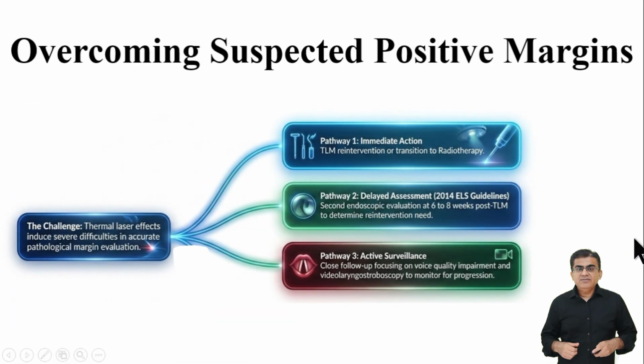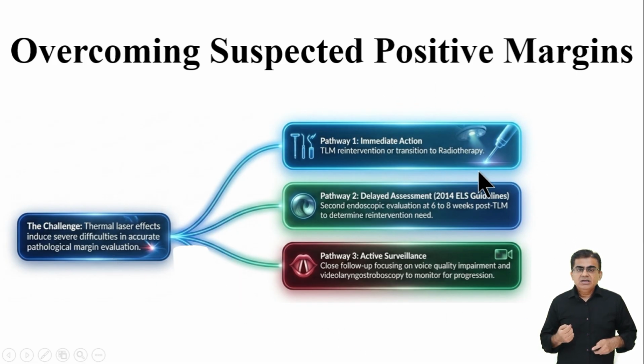This is the final barrier we face in laser surgery. Managing suspected positive margins. We already know that the heat from the laser causes severe thermal damage to tissue edges. This heat effect makes it incredibly difficult for our pathologist to evaluate the true margins accurately. Because of this, we frequently receive pathology reports showing suspected positive margins. When you face this stressful situation, you have three distinct clinical pathways to choose from.